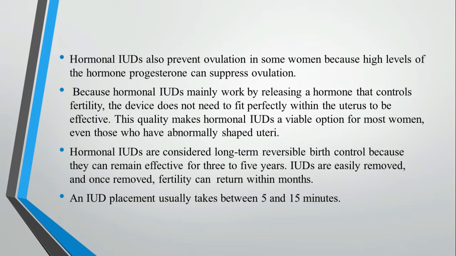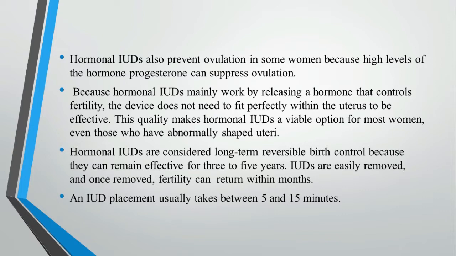Because hormonal IUDs mainly work by releasing a hormone that controls fertility, the device does not need to fit perfectly within the uterus to be effective. This quality makes hormonal IUDs a viable option for most women, even those with abnormally shaped uteruses.